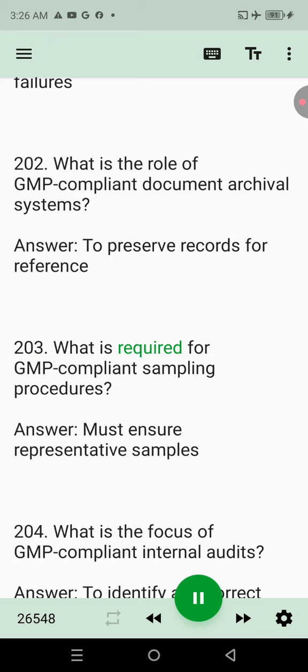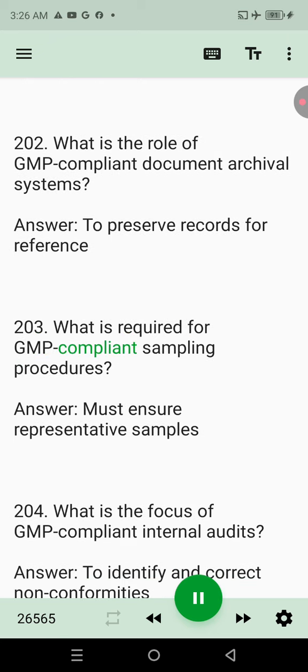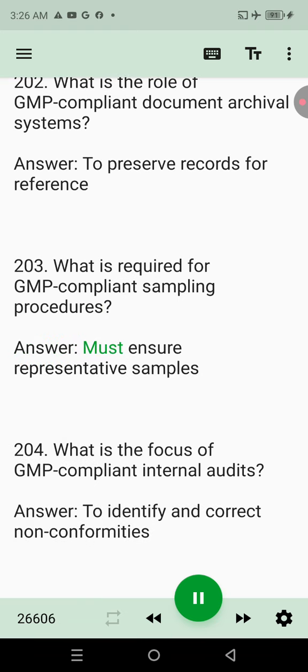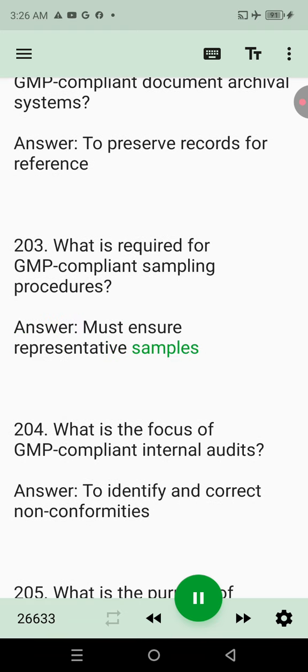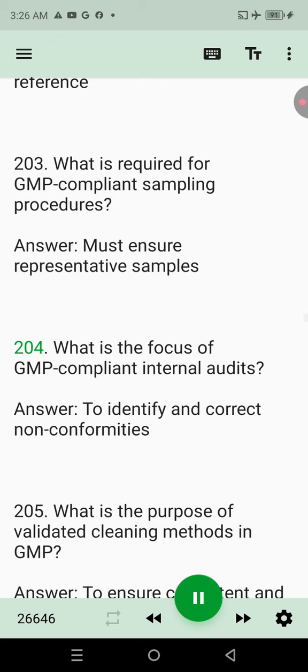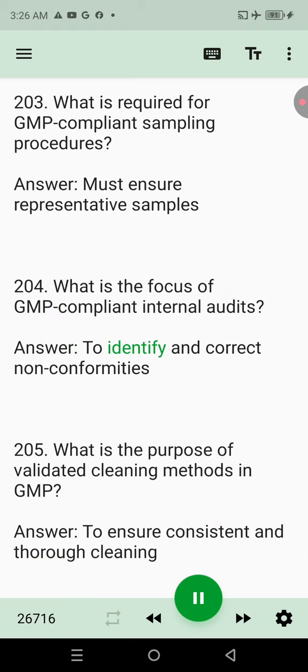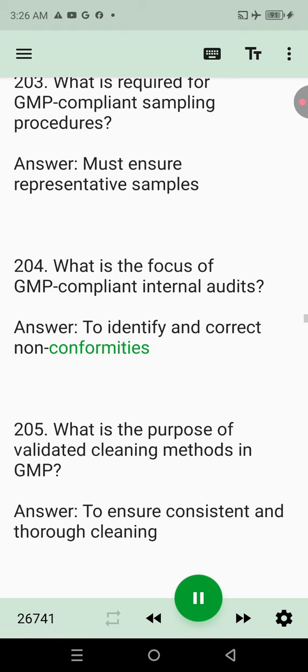203. What is required for GMP-compliant sampling procedures? Answer: must ensure representative samples. 204. What is the focus of GMP-compliant internal audits? Answer: to identify and correct nonconformities.